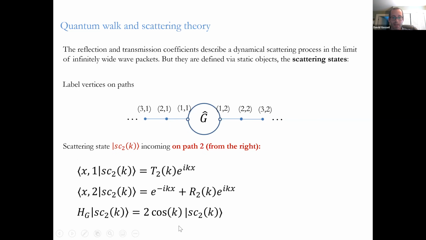And then this eigenvalue. Sorry, if I may interrupt. I guess the question is, why is momentum preserved? Why is momentum preserved?